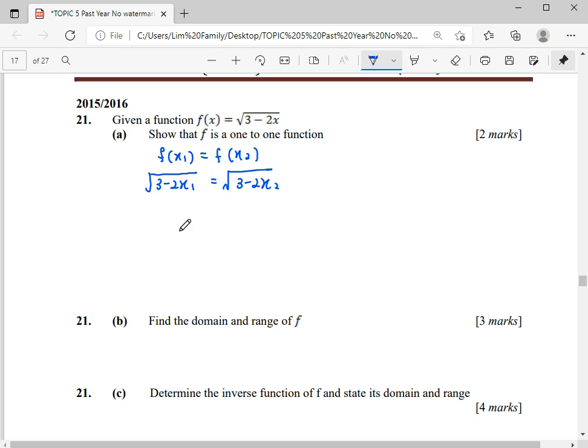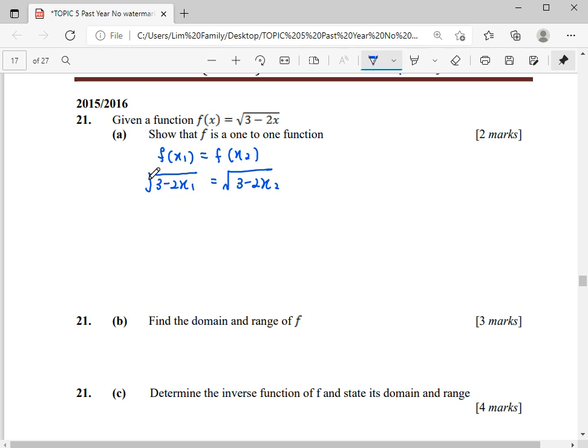Our working here is to find out what x1 is. Is x1 equal to x2 only? If we can get x1 equals to x2 only, then this function is one-to-one. If we get two answers, this function cannot be one-to-one. So this is how we show it. We have to show clearly how we move each step, how we get x1.